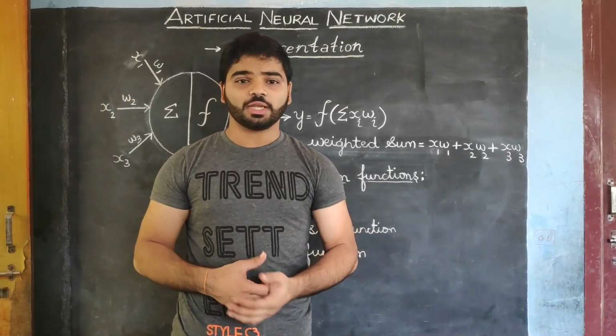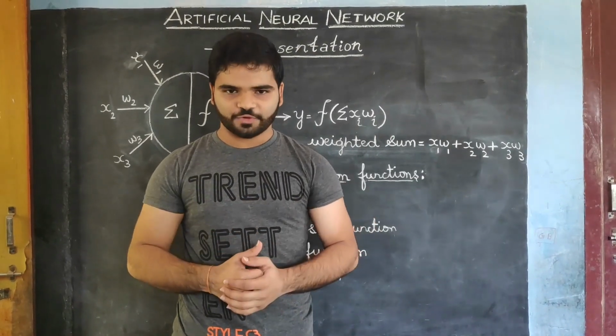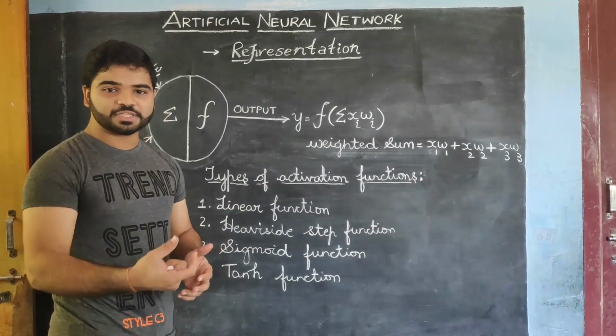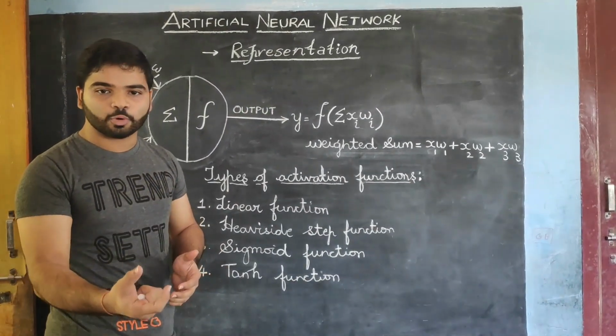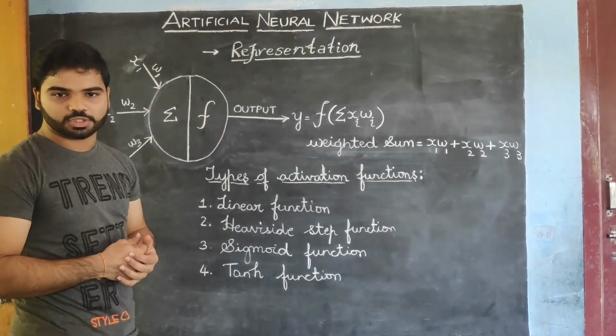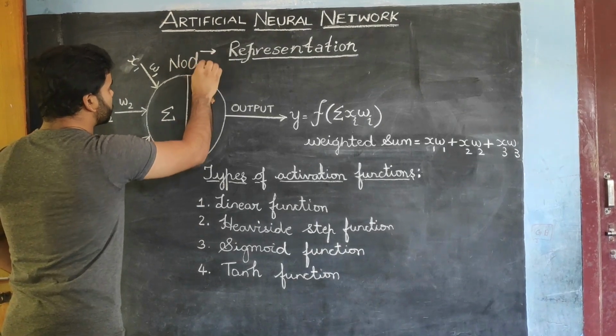Now, as we have seen the real world example of a neural network, let us see what is an artificial neural network. As we have neurons in our brain, we try to portray those neurons in the form of a node in artificial neural networks. So, this is what is called a node.